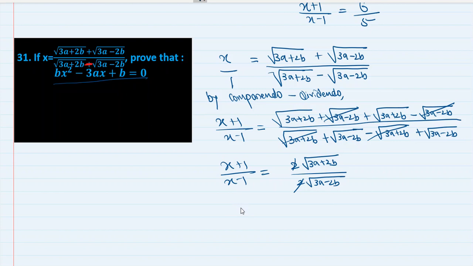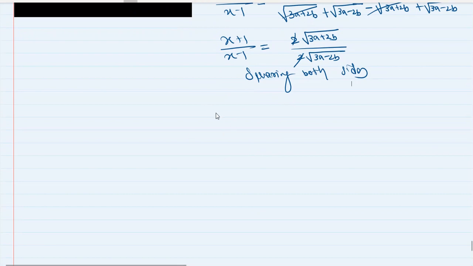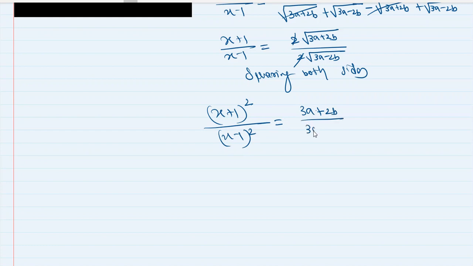Now what? Squaring both the sides. So we get x plus 1 the whole square upon x minus 1 the whole square is equal to 3a plus 2b upon 3a minus 2b. Here we don't square anything because on squaring, the square root simply disappears. Okay, so we get x square plus 2x plus 1 upon x square minus 2x plus 1 is equal to 3a plus 2b upon 3a minus 2b.